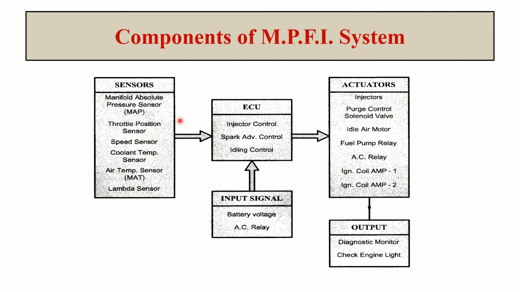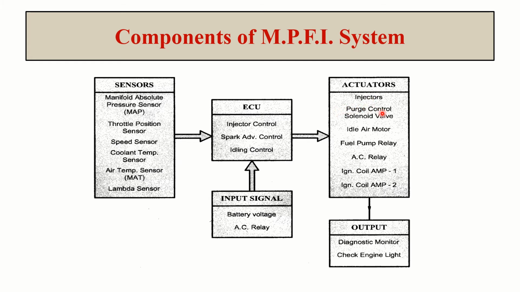After that, the ECU decides what the air fuel ratio should be, what quantity of fuel is to be supplied. It decides the pulse width. Then at what angle the spark should be passed, whether it should be advanced or retarded, it will decide. Then it will actuate the appropriate actuators, that is the injector basically.